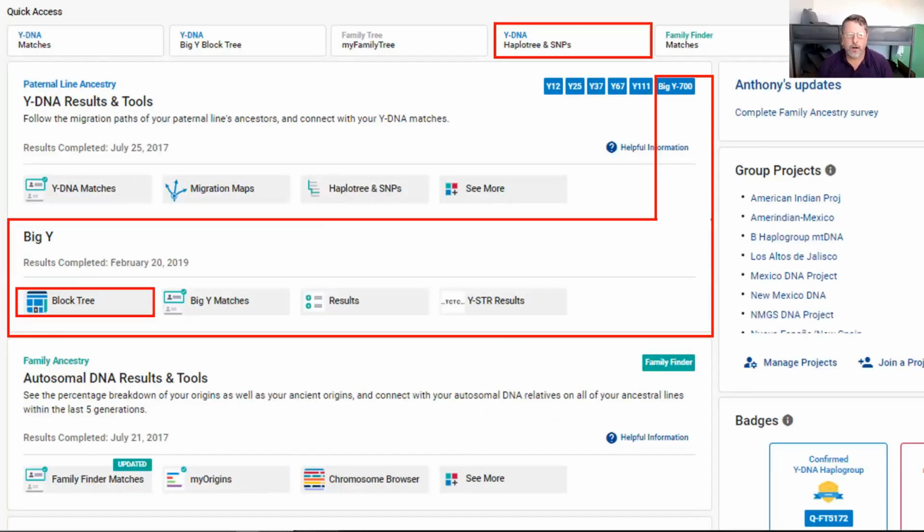Big Y is not an upgrade to the lower level tests, even though it looks like that when you go and it says, oh, if you upgrade from Y-111 to the Y-700, it costs this much. Well, it's not technically an upgrade. It's a completely different test. Remember, these are SNP mutations. These are STR mutations. They're not even the same chemistry. And this is where the power is. This is where the real value is, and this is where genealogy can really help out, in my opinion.